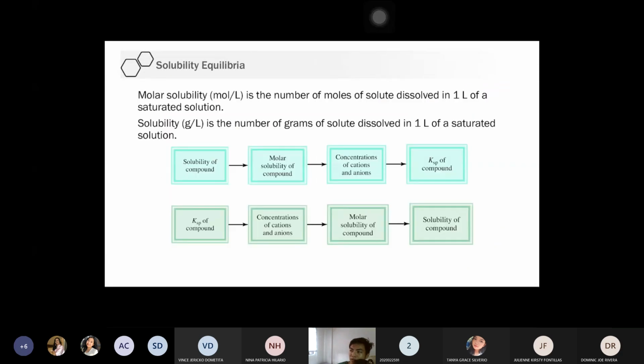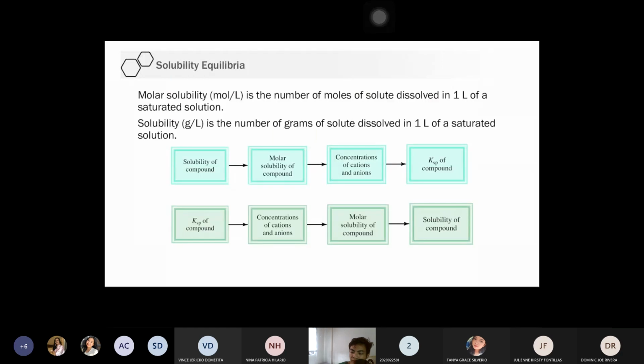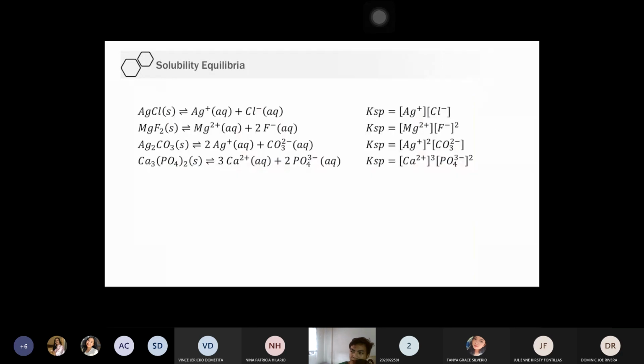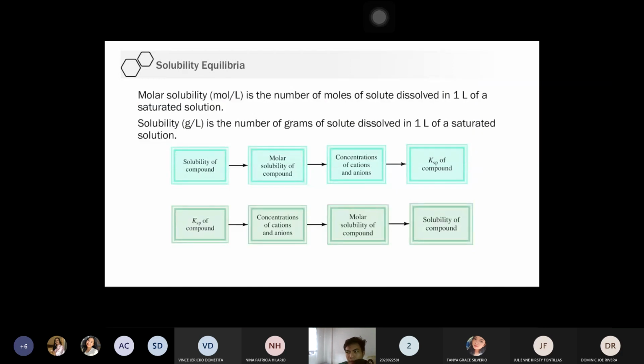So, to summarize, we have the solubility equilibria. This describes the equilibrium expression for our precipitates. And we call it the KSP, or the solubility product. These are our KSP values, the solubility products of different precipitates. We have two terms here that describe the solubility of our precipitates.